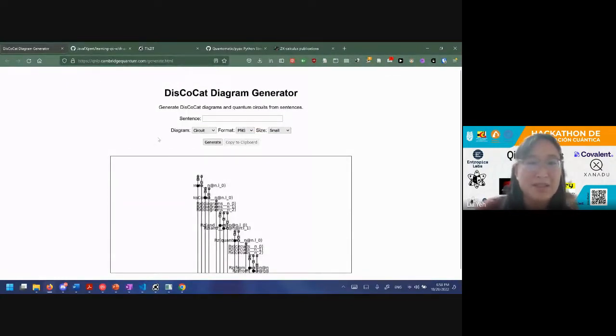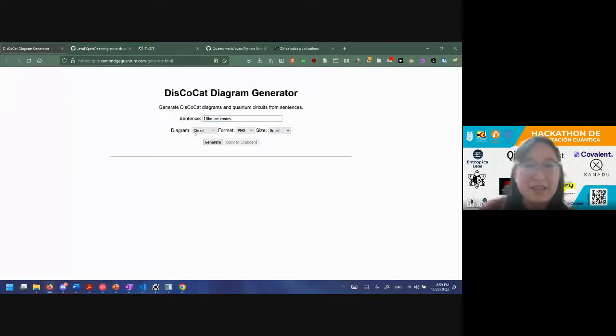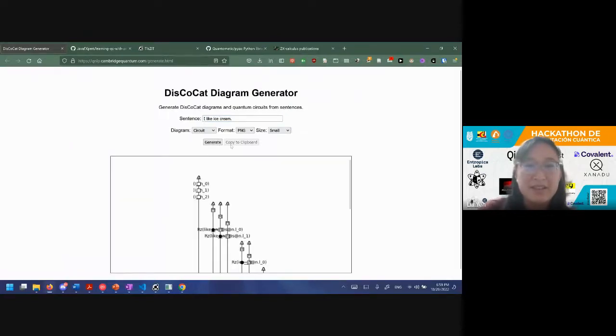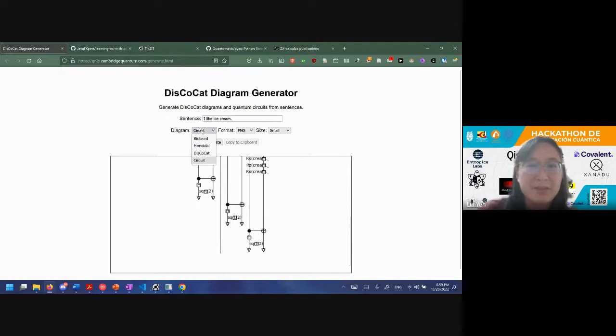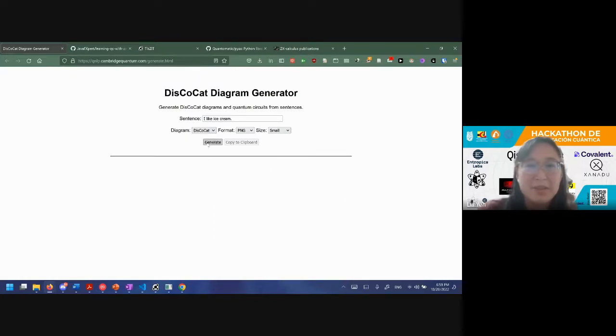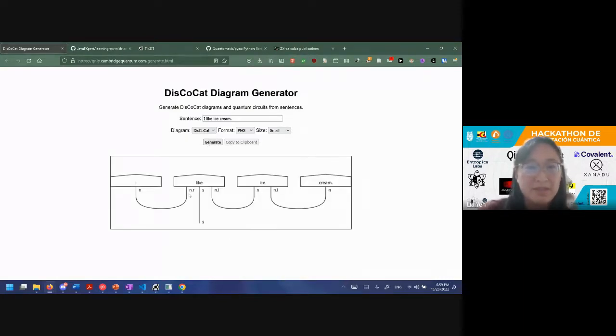This website lets you generate Qiskit quantum circuits from sentences. So you can type in any sentence, like "I like ice cream," and then it'll generate a circuit for it in Qiskit. And you can choose other formats as well. So you can choose how it's parsed. These are the grammatical connections, and you can choose way more complicated sentences as well.